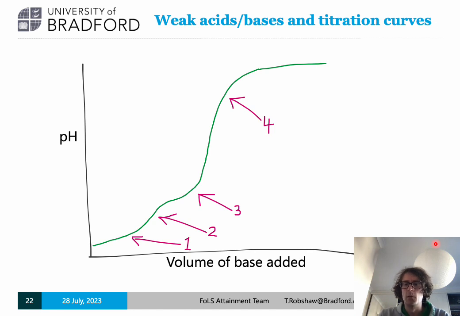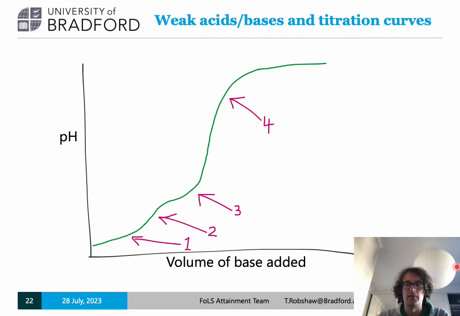But eventually, when you add enough base, all of the weak acid is converted to its deprotonated form at point 3, and then the base continues to react with the remainder of the strong acid in the solution. And then beyond pH 7 at point 4, there's again an excess of base in the system, and the rest of the titration curve looks fairly normal.